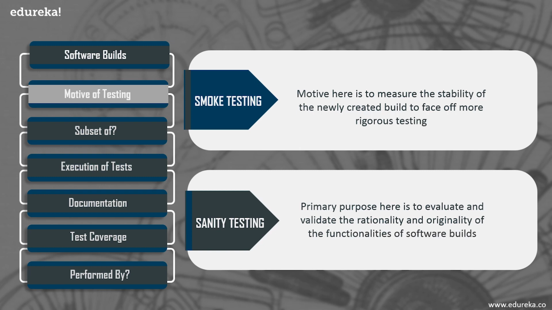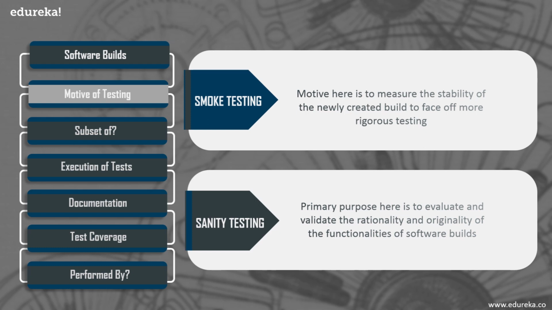So what's the motive of smoke testing? We did discuss that when we were discussing what smoke testing is. Smoke testing makes sure that the core functionalities of your program are working fine. The motive of smoke testing is to measure the stability of a newly created build so that you can move on to the next round of rigorous testing. Whereas sanity testing is done to check if the new functionalities are working or if any bugs or issues are properly fixed or not. Basically, in sanity testing, you don't dig much deeper. The main objective of sanity testing is to verify the rationality and originality of core functionalities to proceed with more rigorous testing in the future.